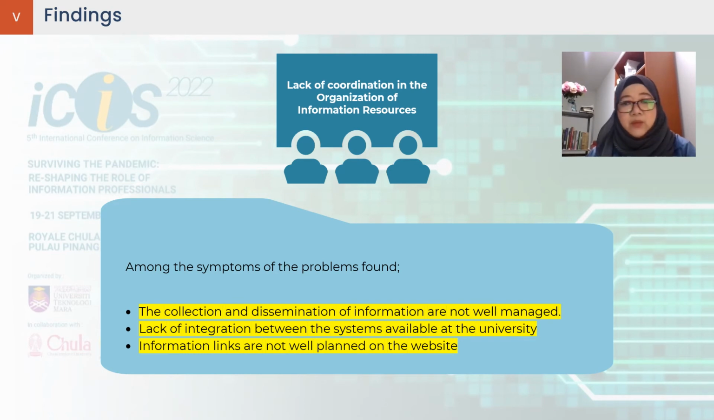From what we have done, it is found that there is a lack of coordination in the organization in terms of information resources. Among the symptoms of the problems found was that the collection and dissemination of information are not well managed. There is a lack of integration between the systems available at the university because there are too many systems and they are not talking to each other. Information links are not well planned on the website. Sometimes the website is not updated, and when looking for certain information, they did not know where to get the information.